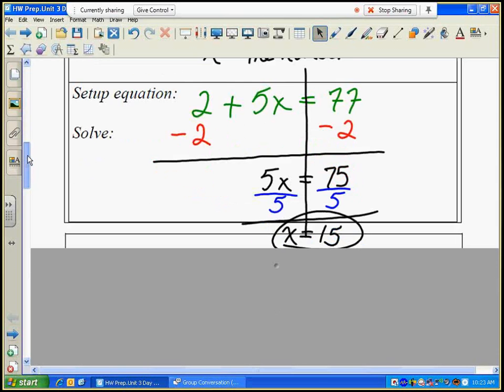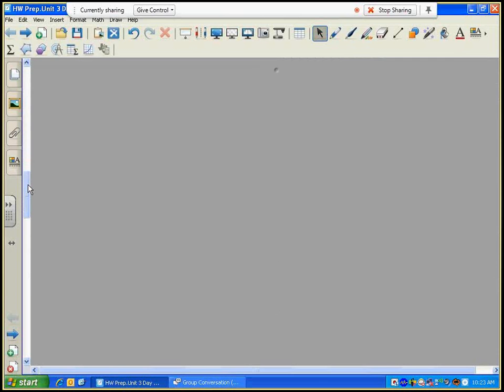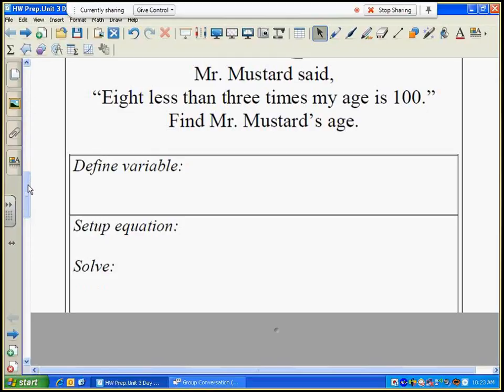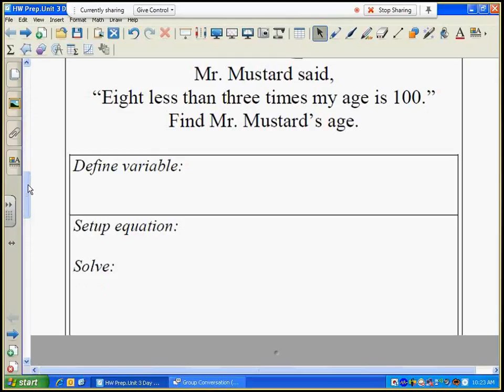All right, top right-hand corner. Let's start with this problem. Mr. Mustard said, 8 less than 3 times my age is 100. Find Mr. Mustard's age. Okay, so remember, we're going to define our variable first. So we're looking for a question mark, or we're trying to find the word find. Well, I just found the word find. It's right here. What is it asking me to find? Mr. Mustard's age.